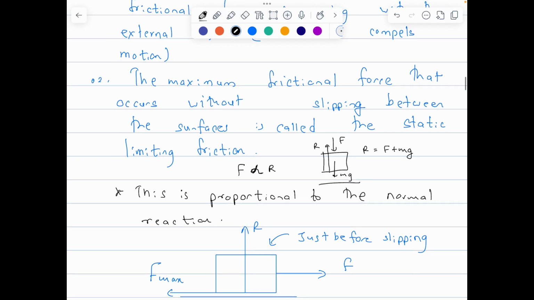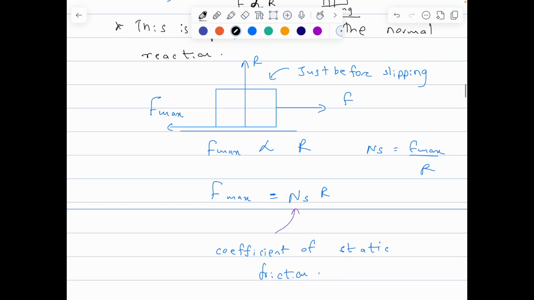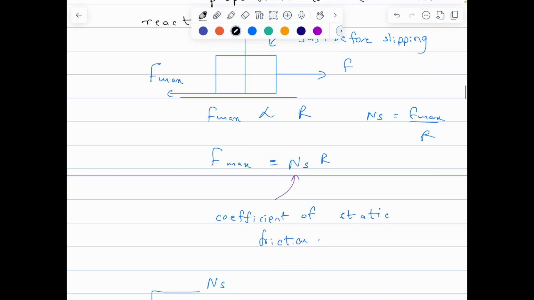The maximum frictional force that occurs without slipping between the surfaces is called static limiting friction. And you can see this F max is proportional to the reaction on the object. Now if you want an equation, you should have a constant after the proportionality. So you're going to have a constant of mu s. This mu s is the coefficient of static friction. So mu s is equal to F max over the reaction.